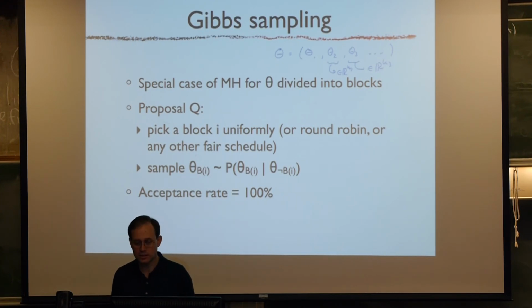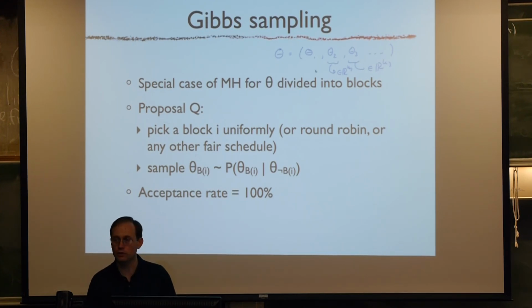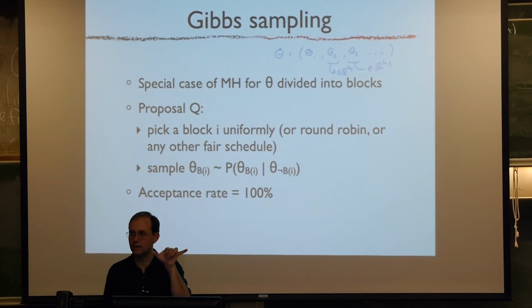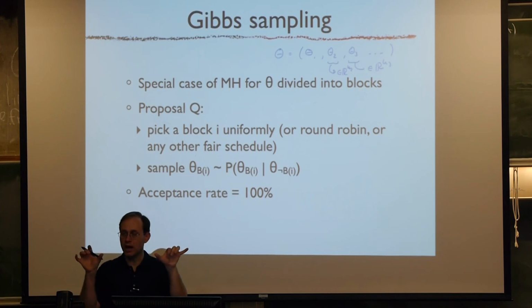And what Gibbs sampling is going to do is pick a block uniformly at random, or it turns out you can use other schedules too, but let's just say uniformly at random. And then it's going to compute the conditional distribution of that block of parameters given all of the other parameters. So you have a current value of theta. You leave all but one block fixed. You condition on those values of those parameters, and you compute the conditional distribution of the remaining block. So Gibbs sampling only works if it's easy to compute that conditional distribution.